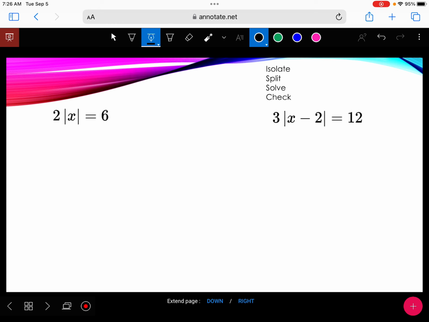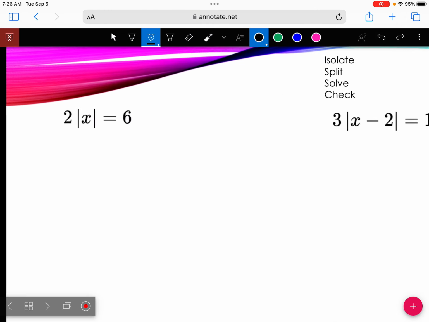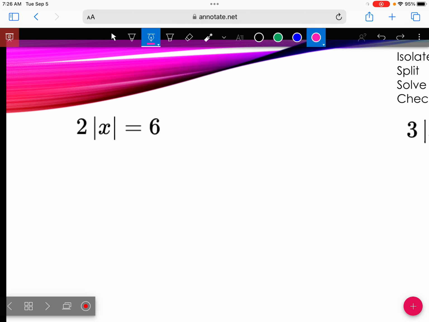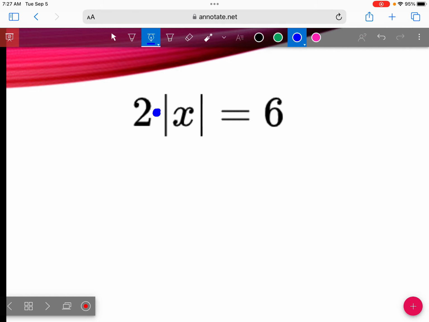Absolute value is a teeny tiny jail cell. We cannot put things into or out of the absolute value bars until after we split. Only move things outside. Do not play games with stuff inside. So if I need to get rid of that 2, what can I do to get rid of that 2 that's in front of the absolute value? What operation is it right here between the 2 and the absolute value? Multiplication. So how do we undo that? Divide by 2.